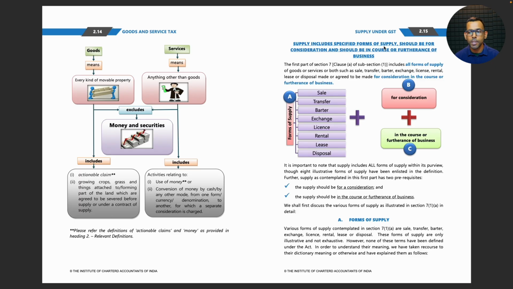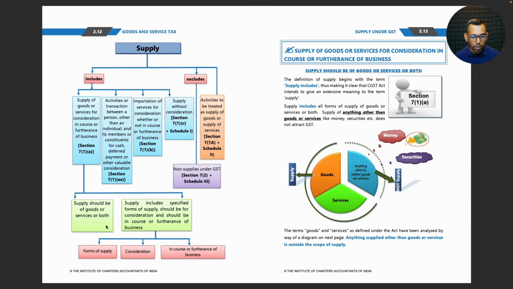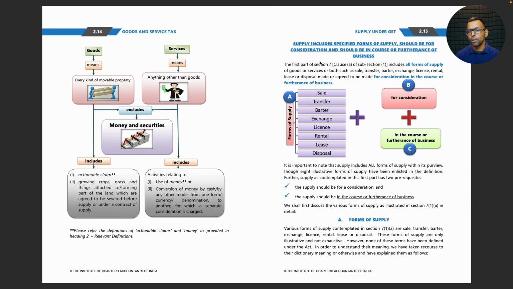Supply includes specified forms of supply, should be for consideration and should be in the course or furtherance of business. So this we saw first. Now we are seeing this next. Supply includes specified forms of supply, should be for consideration and should be in course or furtherance of business. The first part of section 7 subsection 1 clause a includes all forms of supply of goods or services or both, such as sale, transfer, barter, exchange, license, rental, lease, disposal, made or agreed to be made for consideration in the course or furtherance of business.